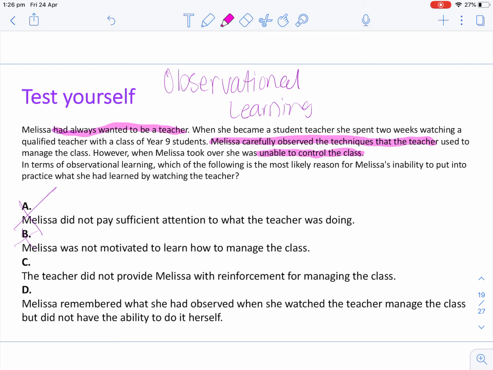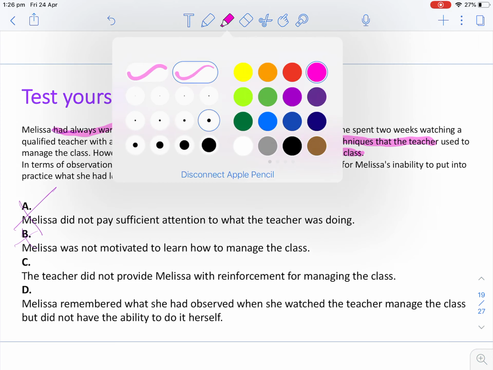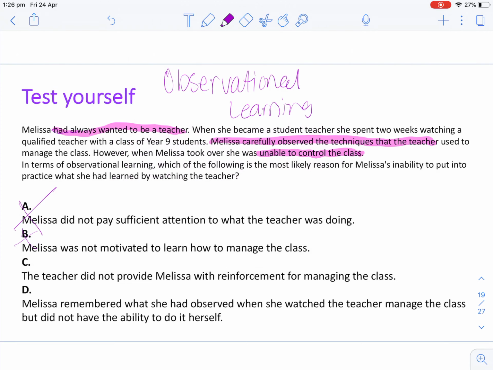So let's read through D again. Melissa remembered what she had observed when she watched the teacher manage the class, but didn't have the ability to do it herself. So that's exactly what it states in this bit here, and this goes back to the reproduction stage, which makes the answer D. So you can have the knowledge, but that doesn't necessarily always mean that you're able to reproduce it.